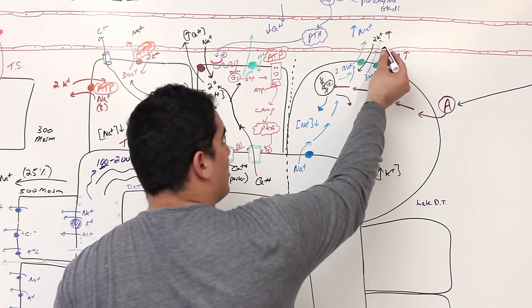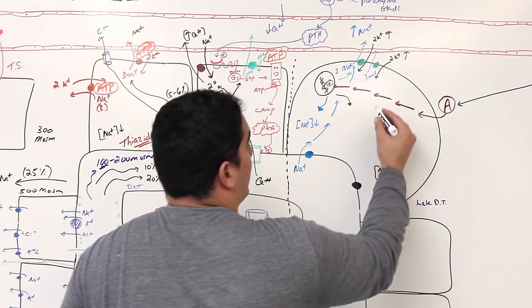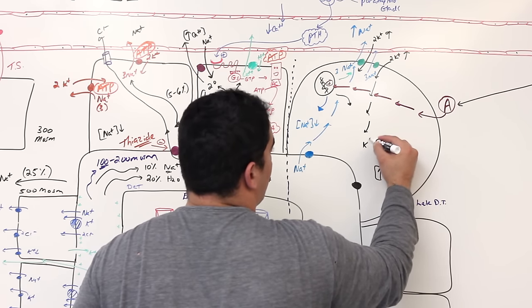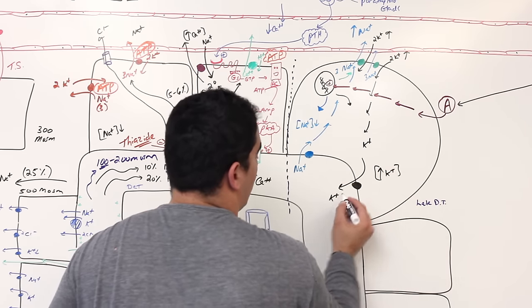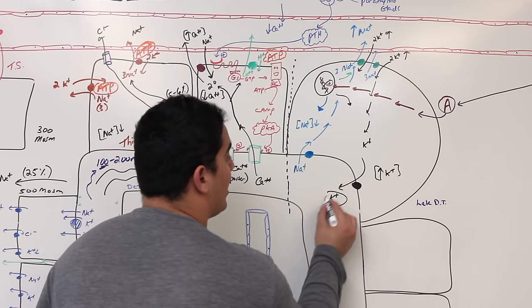Well, now we're going to pull potassium out of the blood, put it into this cell through the sodium potassium pumps, and guess what else is going to happen? That potassium right there, look where it's going. It's going right out here. Let's chuck that sucker out in the urine. So now potassium ions are getting excreted out into the urine.